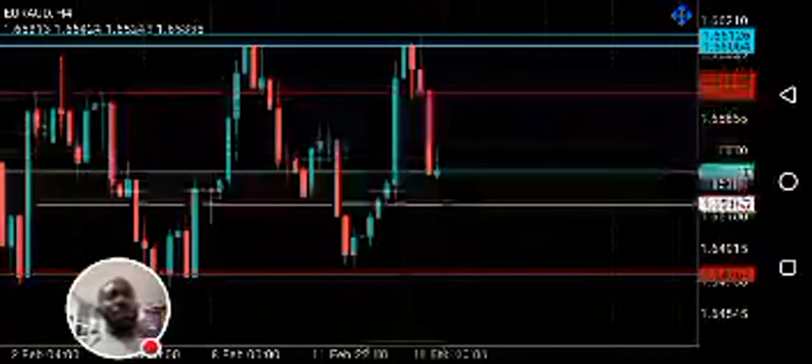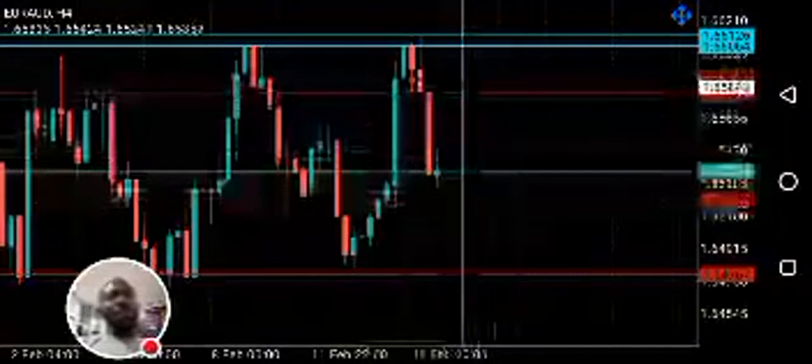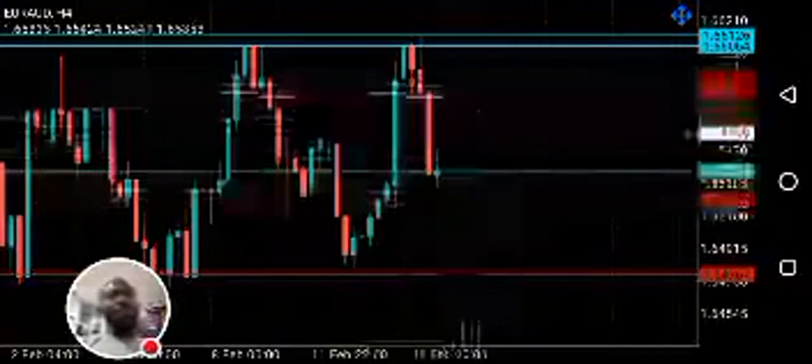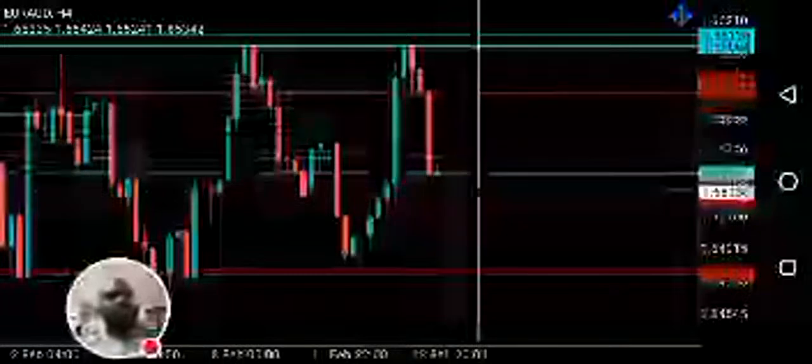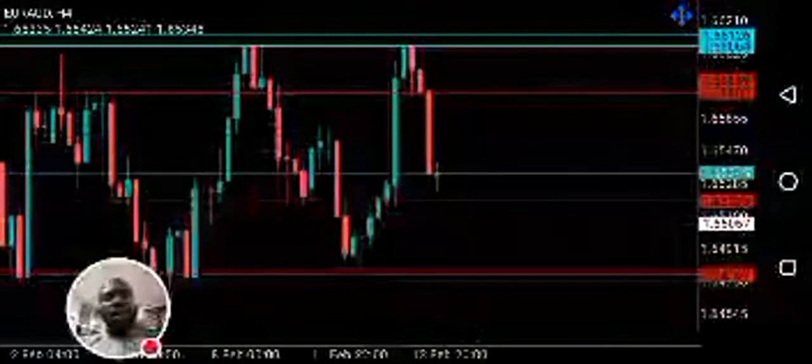So what I'm waiting for is for price to pull back to fill this value gap. That is what I'm waiting for. I want to see price pull back to this level. This is where I will consider selling Euro Australian dollar.